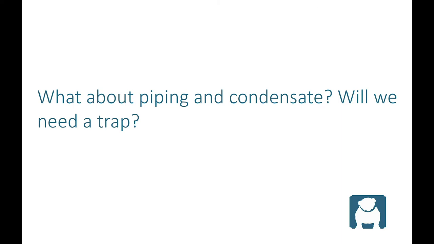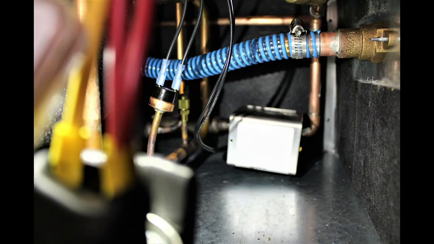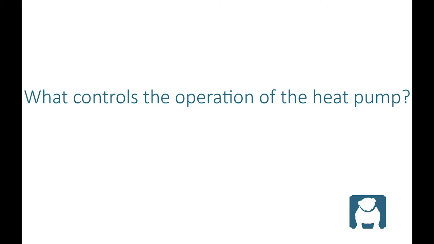How about condensate piping, and will you need a trap? Well, the answer is no, you will not need an external trap because there is a trap built right into the heat pump. If you take a look at this image, that blue hose dips down and forms the trap underneath the evaporator drain pan. It exits just below the filter and can be connected to a suitable condensate drain at that point.